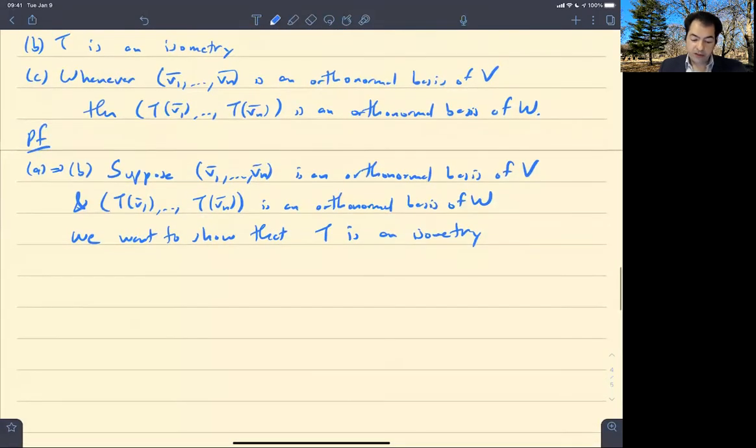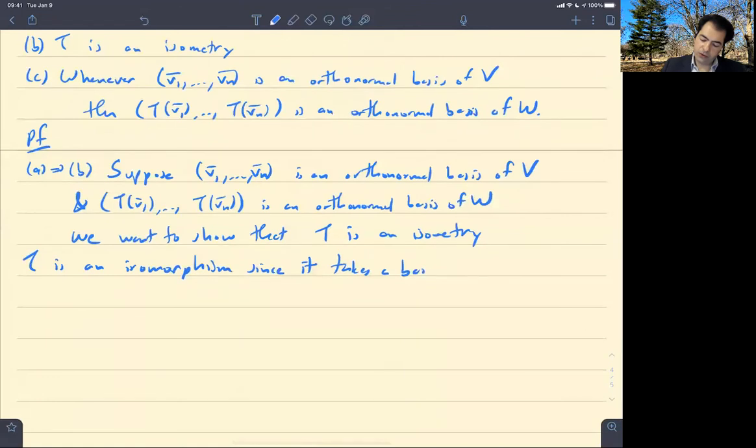Okay, we want to show that T is an isometry. So we want to show that T preserves norms. Well, actually, we want to show that T is an isomorphism that preserves norms. So let's start by showing that T is an isomorphism. So first, T is an isomorphism since it takes a basis of V to a basis of W. Okay, perfect. So we know it's an isomorphism. So now we just want to check that it preserves lengths.